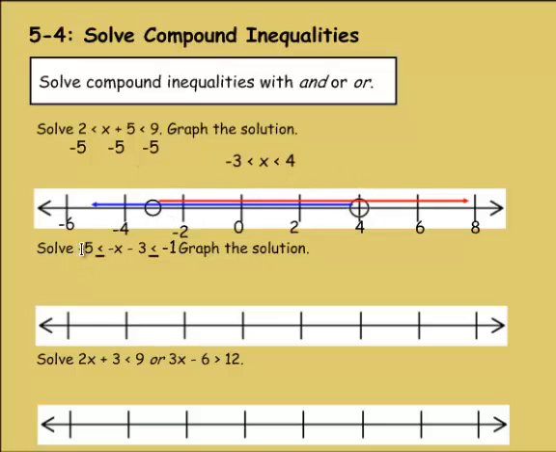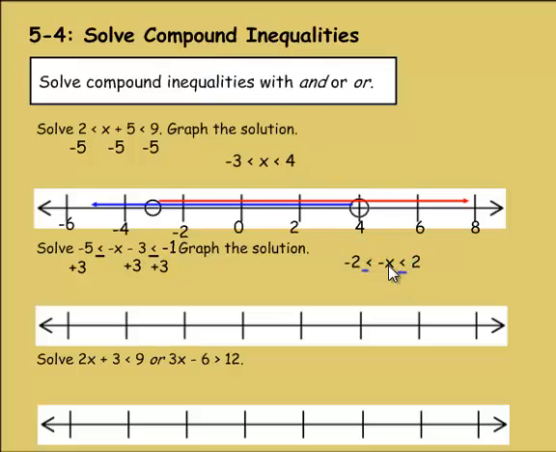Let's solve this one. We have negative 5 is less than or equal to negative x minus 3, which is less than or equal to negative 1. First, we're going to add 3 to all sides. So I'm left with negative 5 plus 3, which would be negative 2, and that's less than or equal to negative x, which is less than or equal to positive 2.